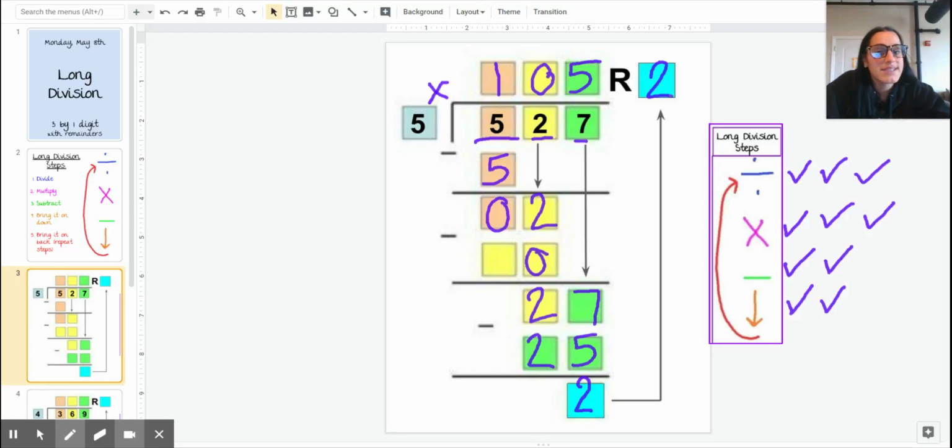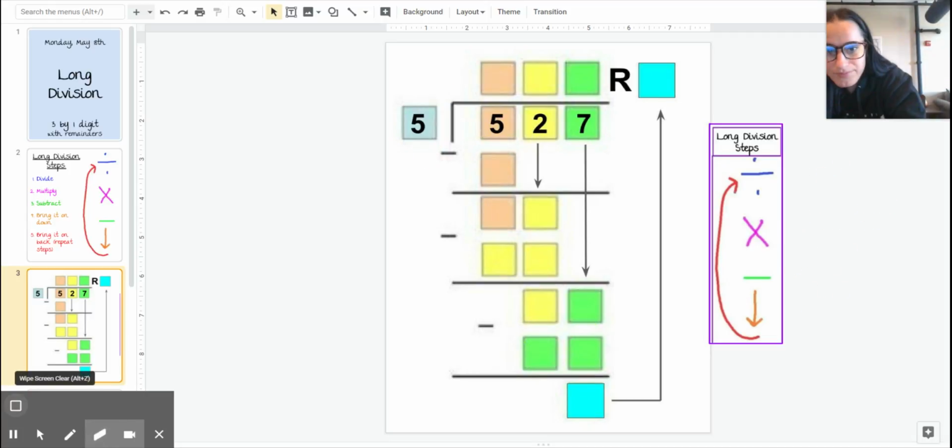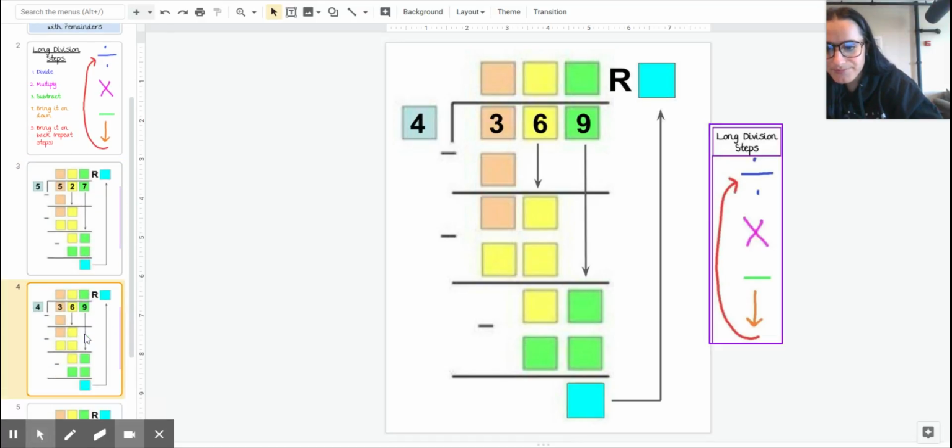Okay, so my answer is 105 with a remainder of 2. And remember, friends, our remainders are always smaller than our divisor, which is the number that we are dividing by. Okay, and I don't have any more steps to do, so I've solved this problem. So let's take a look at another problem. Just going to erase that, and we'll go to our next problem.